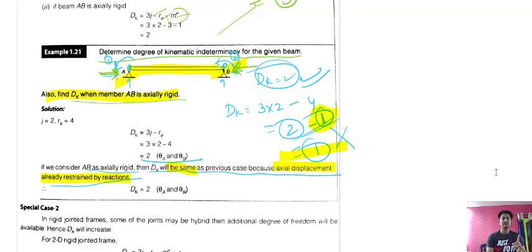Suppose it is vertical, or suppose it is axial. You need to remember, if there is an external reaction in that direction, you cannot neglect the value of that member, because displacement in that direction is already restrained. If there is a displacement in this direction, this reaction will balance it. So this is a special case where you do not subtract the value. Okay, so this is the case of kinematic indeterminacy.